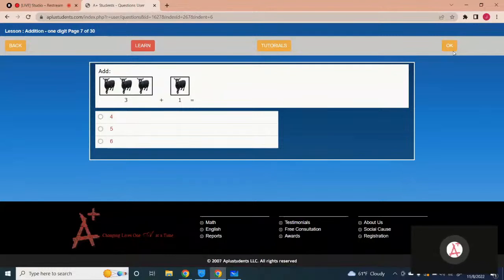Okay, the next one is 3 plus 1. So 3 plus 1 makes, it would be, very good, it would be 4. So the correct option is 4. Just select the correct option and click on the OK button.